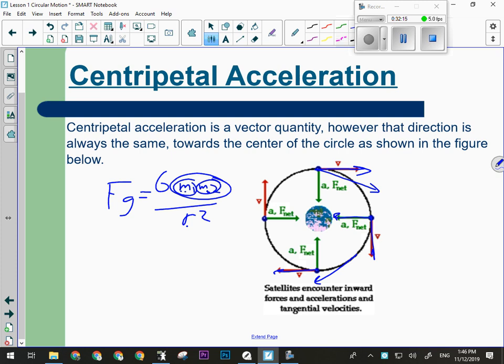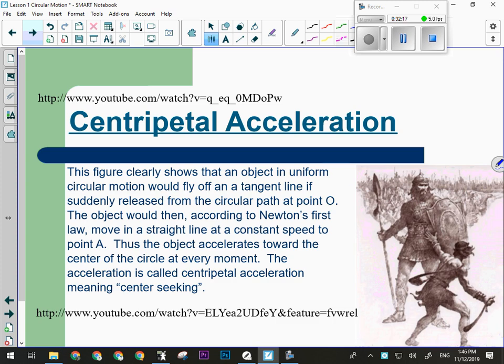Okay, so centripetal acceleration here. Okay, we've got maybe this one on the slings will still work.